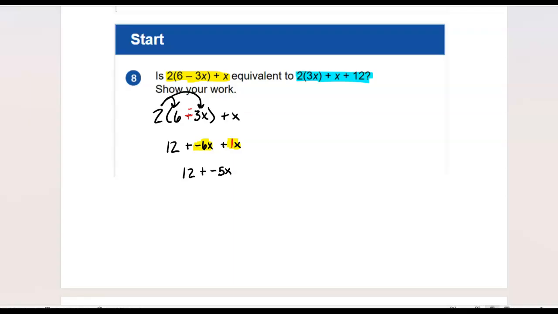Over here, we've got 2 times 3x, which is just 6x plus x plus 12. Remember, a variable by itself gets a coefficient of 1. Looking for like terms again, we've got 6x and 1x. That's a super simple addition problem. That's 7x plus 12. So these are not equivalent because they're not exactly equal to each other.